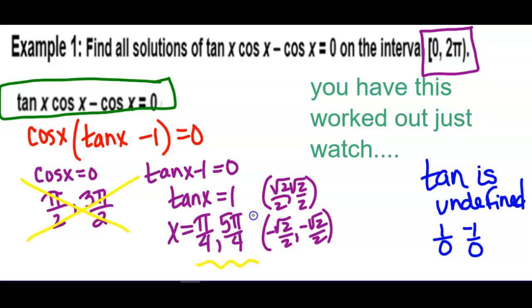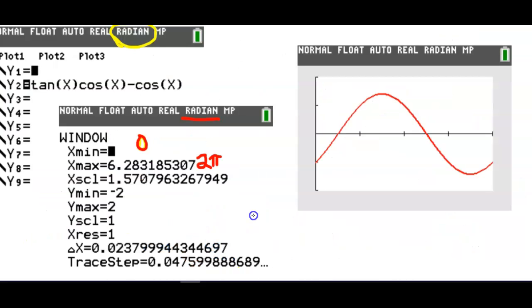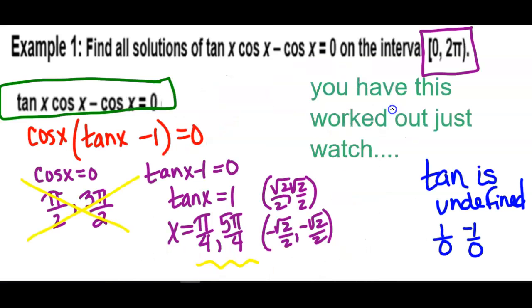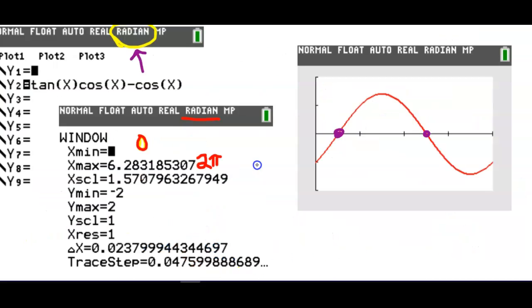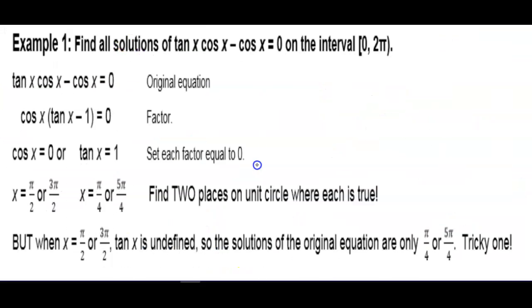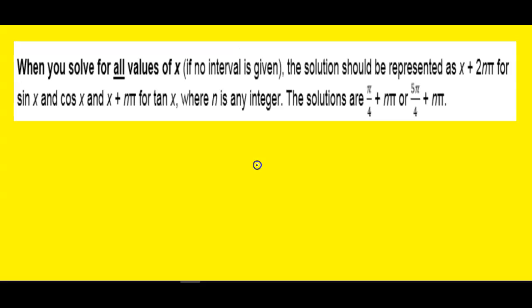And if I graph this original equation here, tan x times cosine x minus cosine x, first of all, it has to be in radians, and then I set my window from 0 to 2 pi, this is the graph I get, and it does only have two solutions, where it's crossing 0. But you need them exactly, so you need to do this without graphing. All right. Then, this was the worked out answer, and that was a very tricky one.